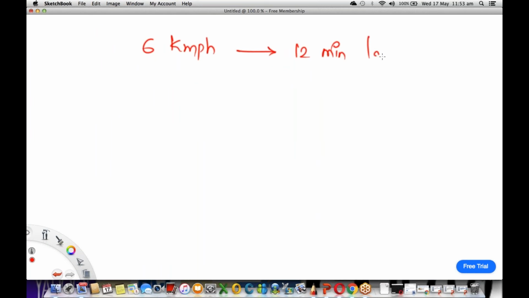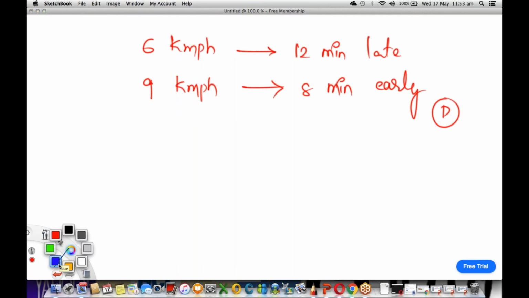Or if you want to use any other approach, you can go like this. Car is moving with a speed of 6 kilometers per hour. Reached the office 12 minutes late. Next day it is moving with a speed of 9 kilometers per hour. Reached the office 8 minutes early. Expecting us to get what is the distance, right? So I very well know that whether he is moving with 6 or 9, he will travel the same distance. That's the first point. Distance is same.